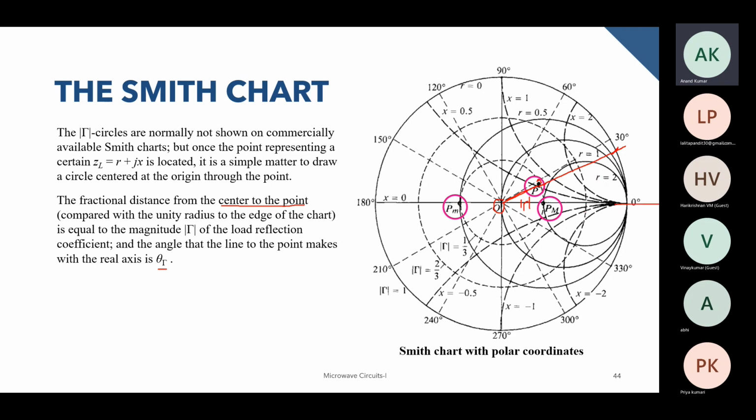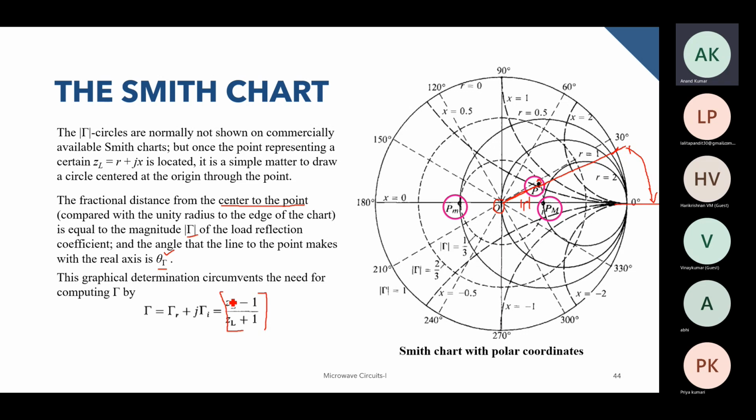So this is your real axis. If you find out this angle over here, this will give you the phase as well. So you can find out the magnitude of the reflection coefficient and the phase of the reflection coefficient, and hence you have already defined the reflection coefficient. So the graphical determination circumvents the calculation using this particular expression over here. For example, if you wanted to calculate the reflection coefficient, then you will take your ZL, normalize it, subtract one, add one to it, and take this particular fraction, and then you will get the reflection coefficient.